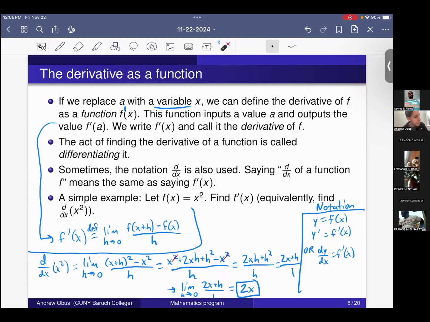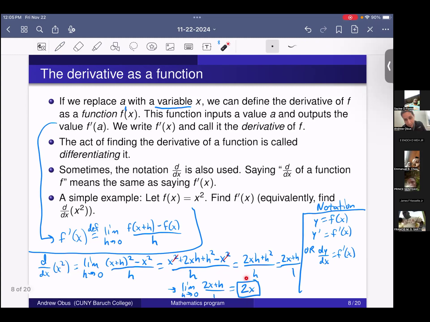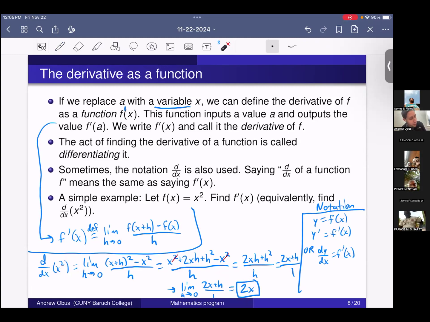Okay, so this tells us that the derivative of x squared is going to be 2x. And that means the derivative of x squared at, like, x equals 3 is going to be 2 times 3. It's going to be 6. So as a function, the derivative of x squared at any x value that you plug in is going to be 2 times that value.